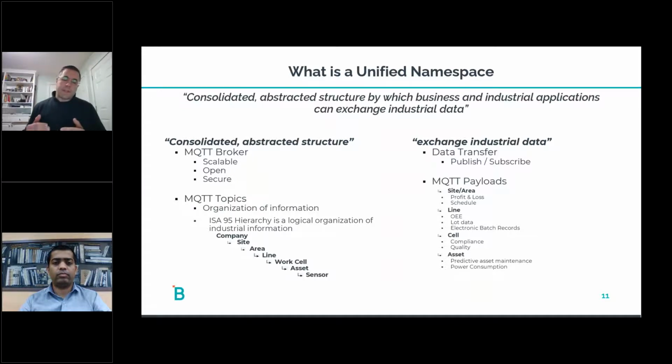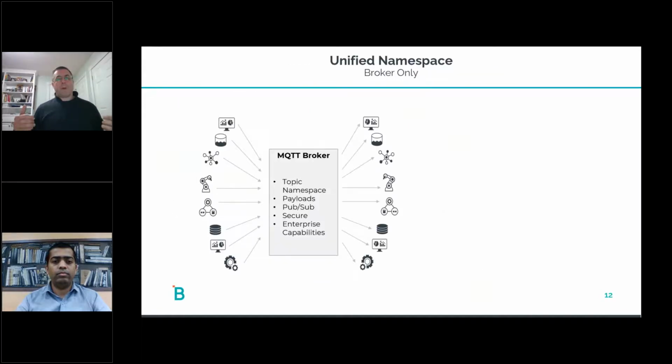So it's interesting to think about the user of the data. At what level are they thinking, and at what level of abstraction do they need this data prepared? So in general, when we think about a unified namespace, we have this MQTT broker. It's got its topic namespace, the payloads of data, it's pub sub, it's secure, and it's enterprise capable. And we've got all these different systems that can publish and subscribe to the data.